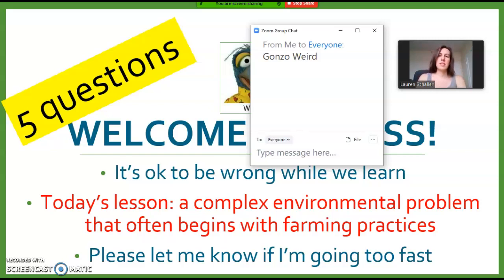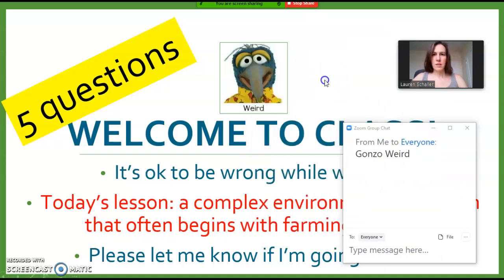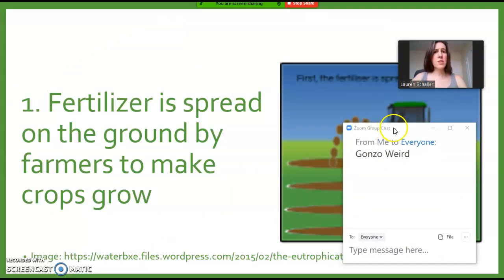Today's lesson is about a rather complex but very common environmental problem that begins with farming practices. You might know something about this, but I just want you to dig deep, and this is more about your ability to reason. It's not necessarily about getting the right answer, but we're going to work our way there ourselves. So this is how it begins.